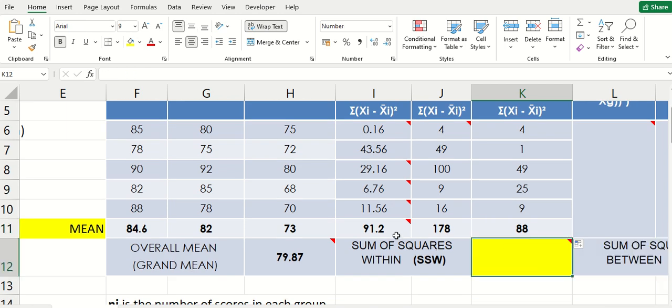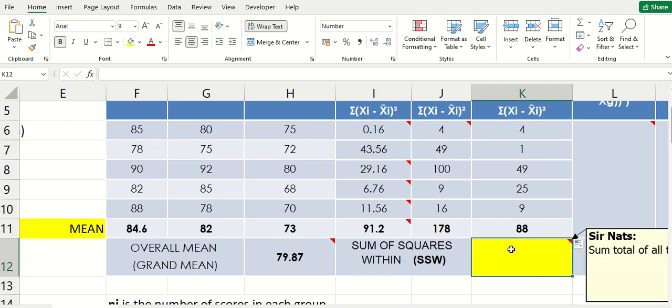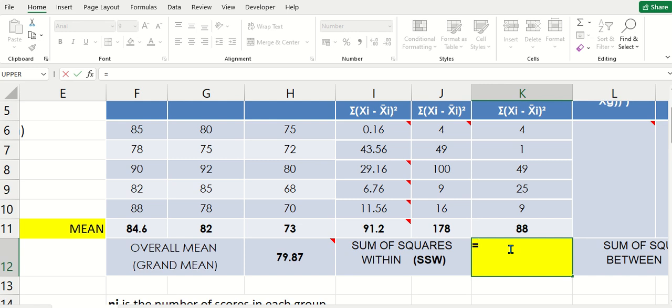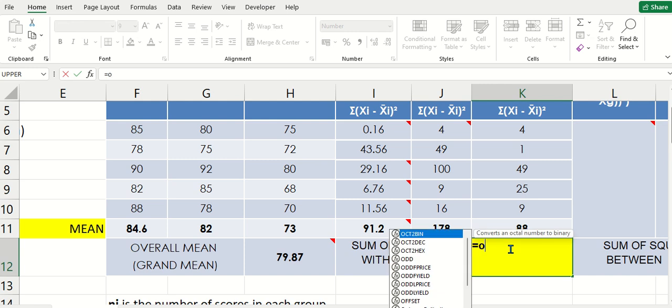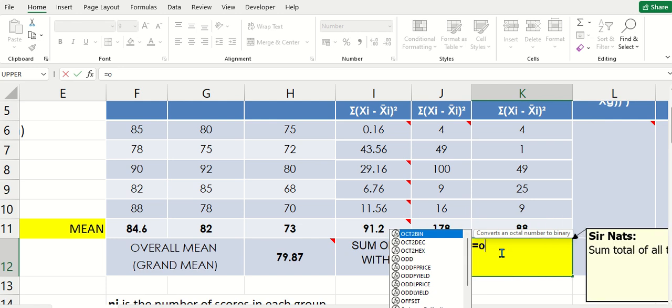Since we have the sum of squares of all the groups, it's time to get the overall sum of squares of all the groups. We will call it the sum of squares within.